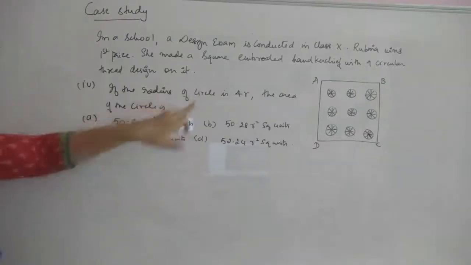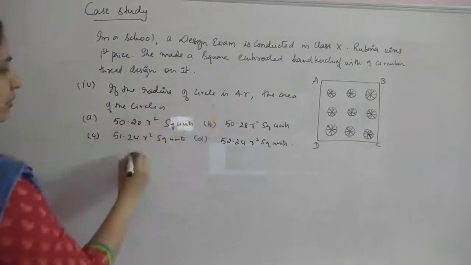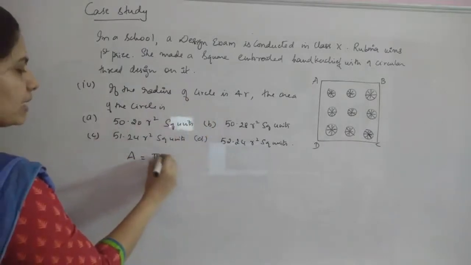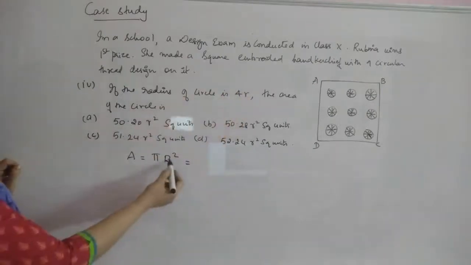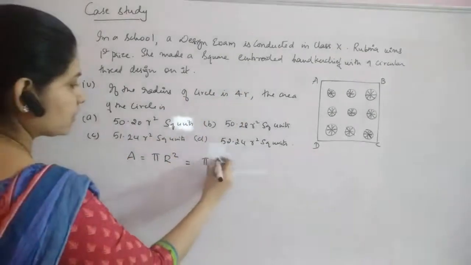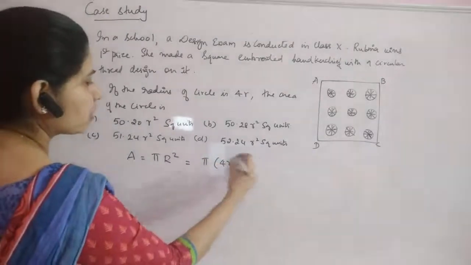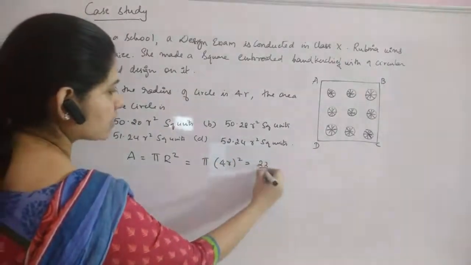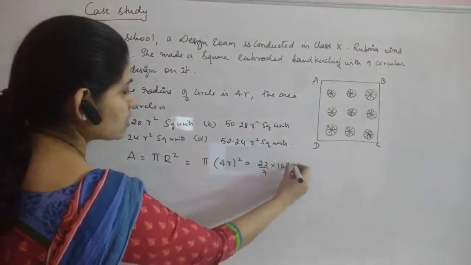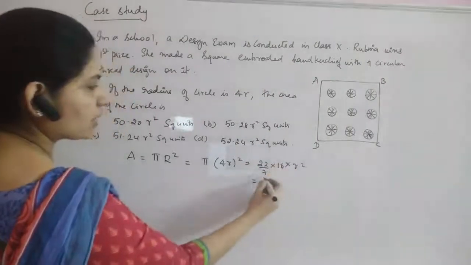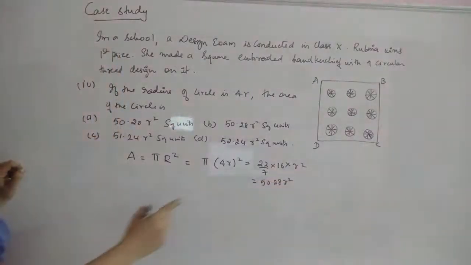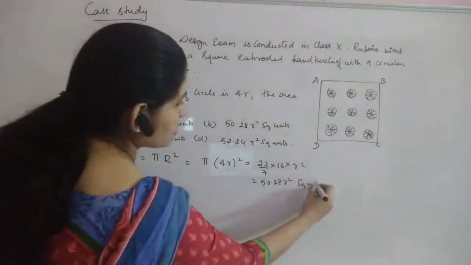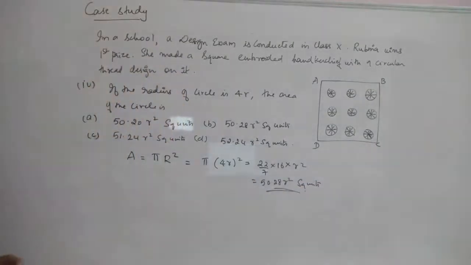Okay. Radius of the circle is given to be 4r, means you have to find out the area, which will be again pi r square. So I will replace r with this. So I will get pi into 4r the whole square. For the people who have any doubt, this is 16 into r square, right? Now here you have to calculate and you will get 50.28 r square square units. So this is the answer.